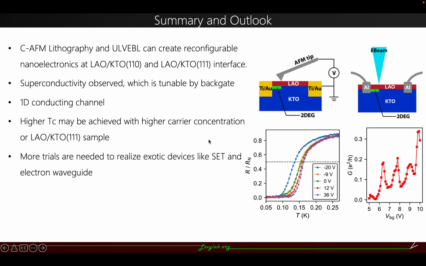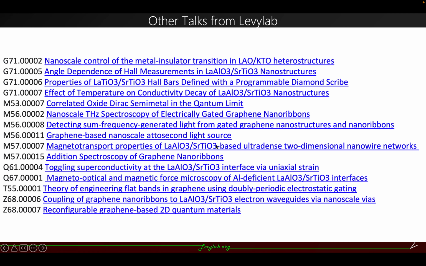In summary, with conductive AFM lithography and ULV-EBL, we are able to create reconfigurable nanoelectronics at LAO-KTO interfaces. The devices we created showed tunable superconductivity at low temperature. We also observed single electron transistor-like behavior in a nanowire device. In the future, we are aiming to create nano devices which can give us insight into the underlying mechanism of superconductivity in KTO. Thank you.